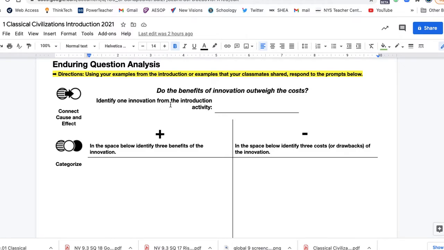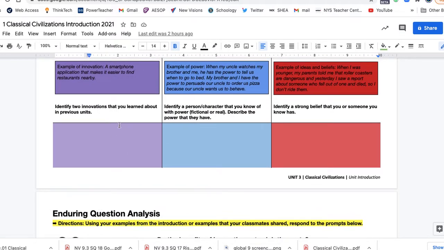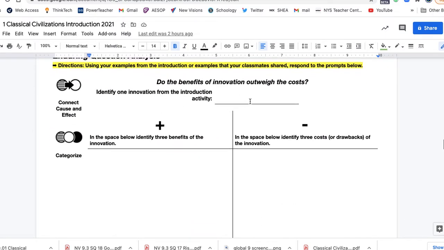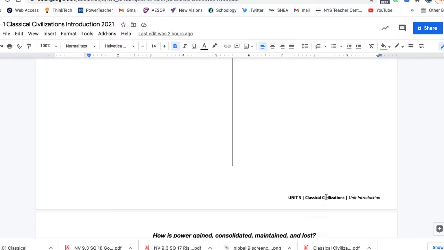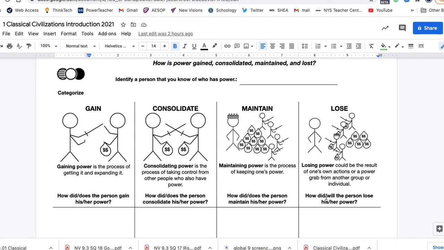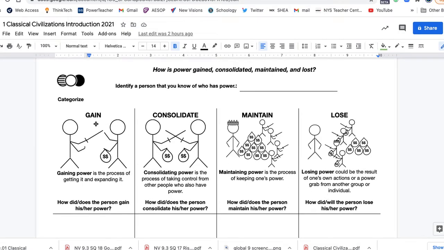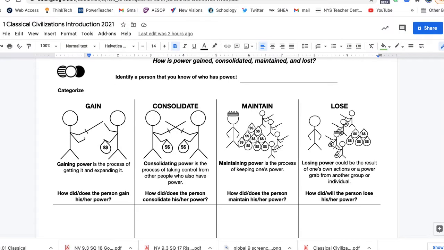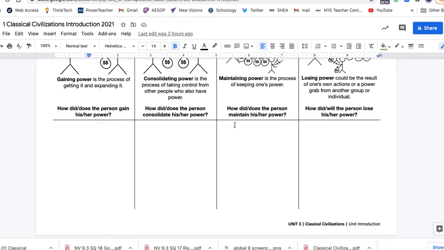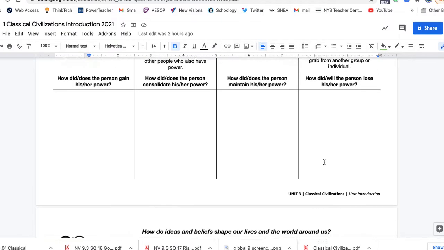So identify one innovation from the introduction activity. Anything that you want up in here, you can grab that and drop it in. What makes it such a great thing, but then what makes it a drawback? What makes it something that might be negative? Later, we'll look at power. And here's a stick figure graphic that was created by New Visions about gaining, consolidating, maintaining, and losing power. So answer these 4 questions in the space below, please.